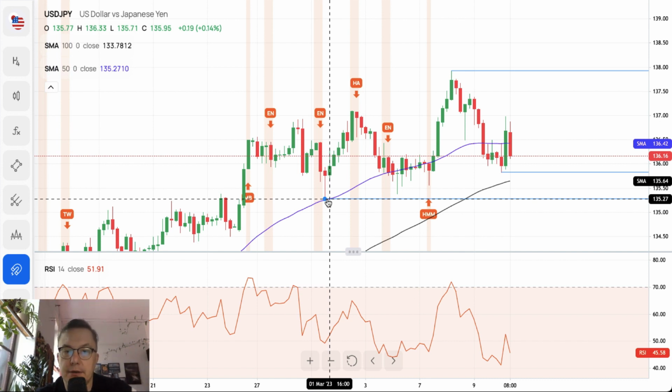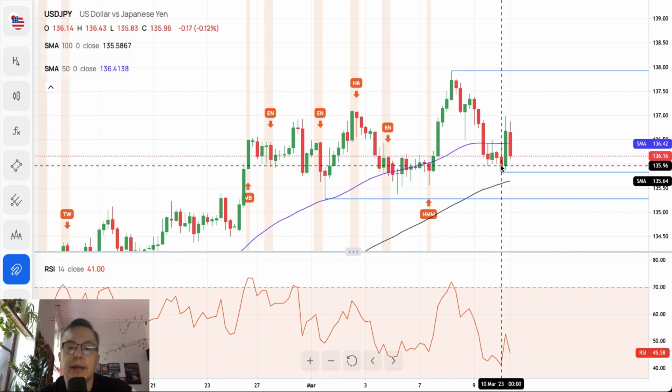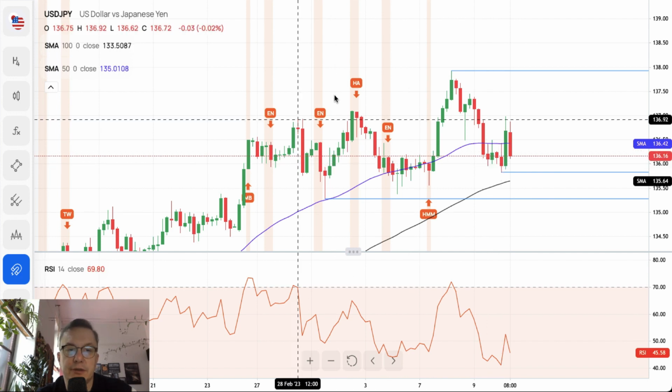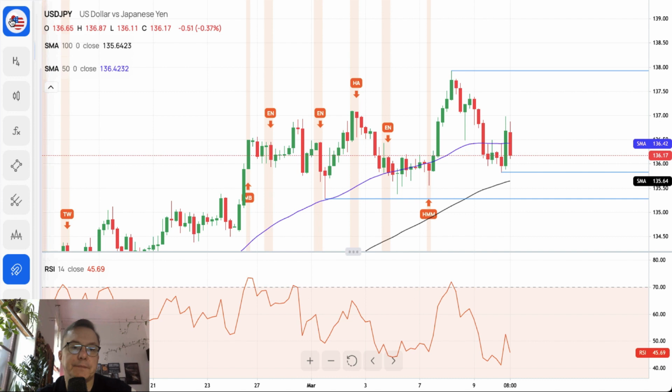Market behavior here will be greatly affected by the release of the NFP as well, so the volatility might increase on the US dollar to Japanese yen today.